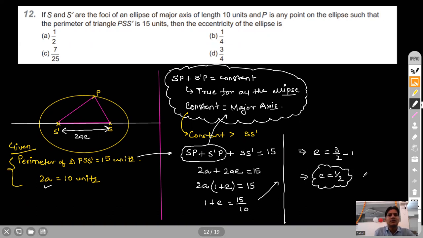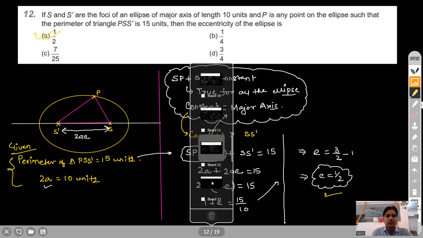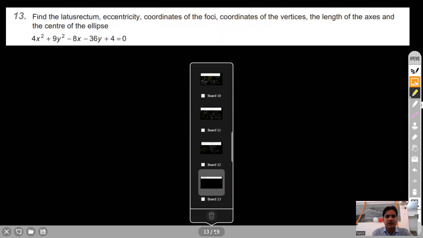But we are not seeing the option 1 by 2. So please check whether we have made some mistake. Taking 2a common, 1 plus e will be equal to 15 upon 10, that is 3 by 2, minus 1. No, it is there in option A. So option A is correct. So question number 12 is done.